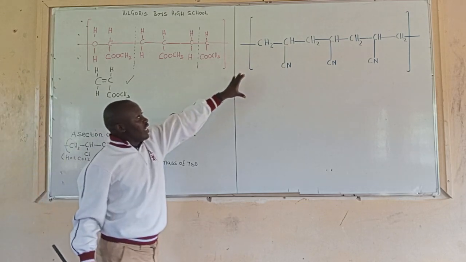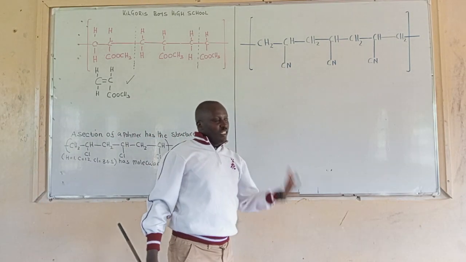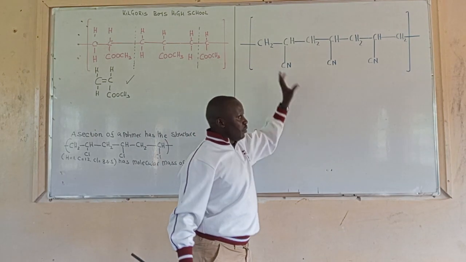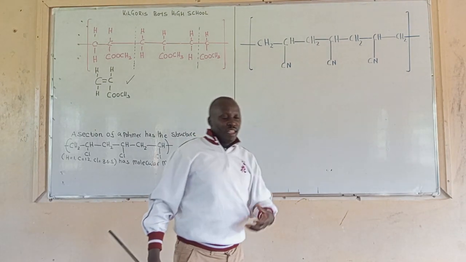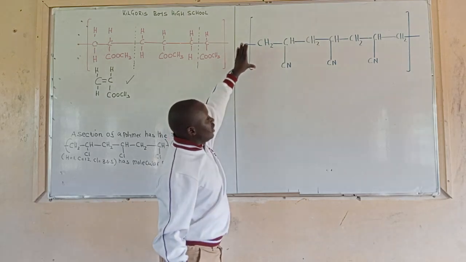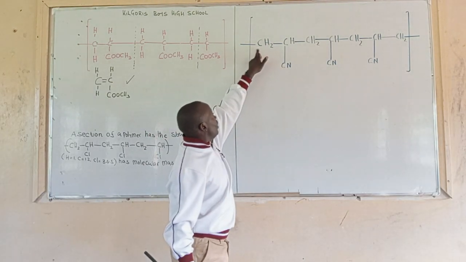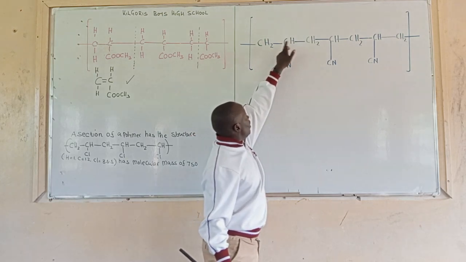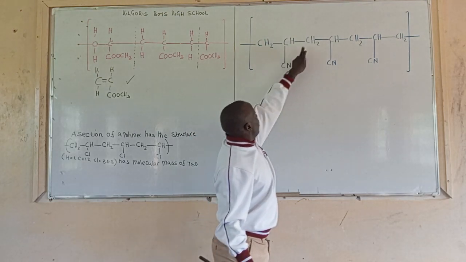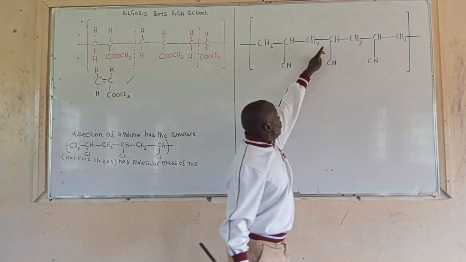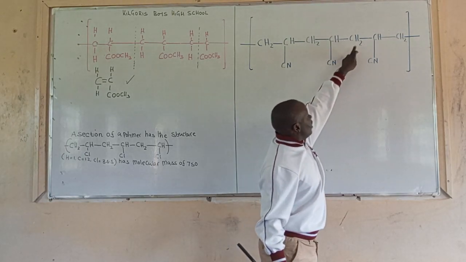When you come to the second polymer here, this is normally an orlon. You have been given this polymer, and then you will be asked to draw the monomer from here. Where there is a repetition, we have CH2, then we have CHCN. Then we have CH2, it has started repeating here. CH2, CHCN, so there is a repetition.